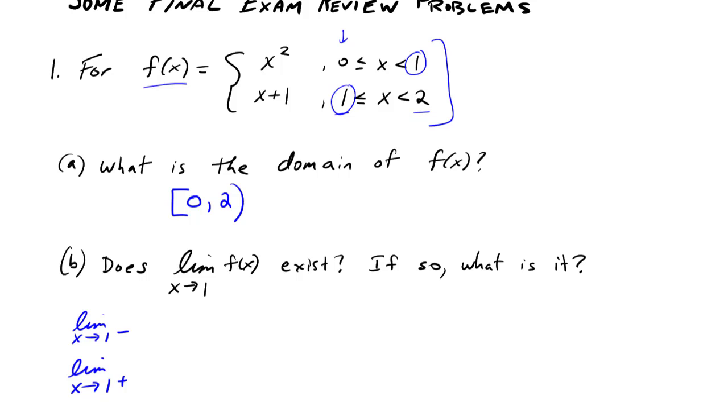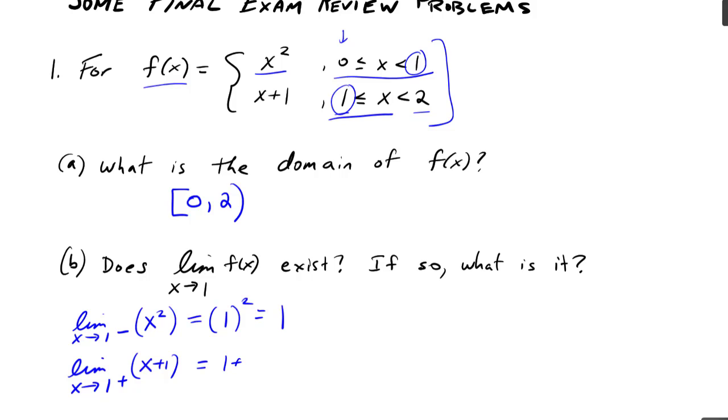Now, when you're on the left of 1, you'd be in this region here, so my function would look like x squared. And yet when I'm going from the right, then I'd be in this region here, and so it would look like x plus 1. Okay, so I see that in this left limit here, I would get 1 squared, or 1, and in the right limit here I'd get 1 plus 1, I'd get 2.